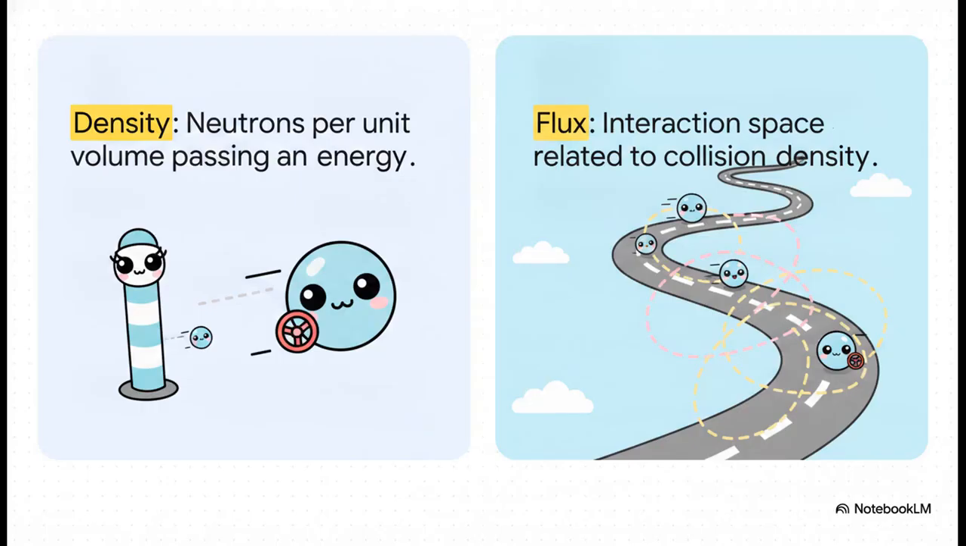Actually, a really great way to separate these two concepts in your mind is with a traffic analogy. Slowing down density, Q, is like standing on a highway overpass and counting the number of cars passing a specific mile marker in 1 minute. It's all about crossing a specific threshold. Neutron flux, on the other hand, is like calculating the total combined mileage driven by all of those cars within a certain section of the highway. One measures passing a specific point, and the other measures the total interaction space.